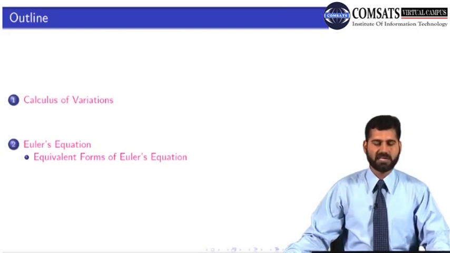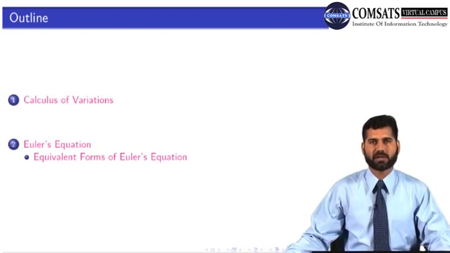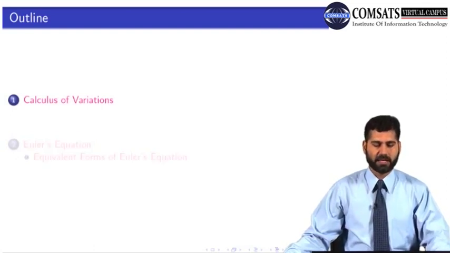We will go on to study Euler's equation and equivalent forms of Euler's equation. The Euler equation, or Euler formulation, is a very important topic in calculus of variations. We will be seeing the equivalent forms of this Euler equation. In some books you will see the Euler-Lagrange equation. It's the same thing. Simply we call it Euler equation, but actually it is the Euler-Lagrange equation. So what is calculus of variations? Let's start with today's lecture.